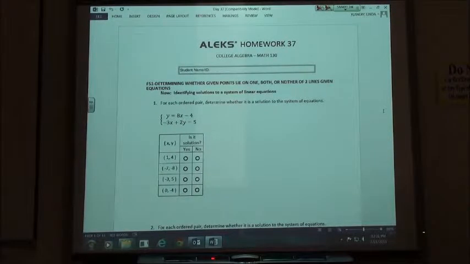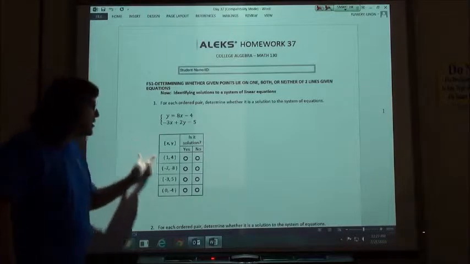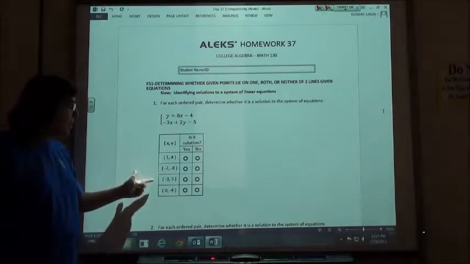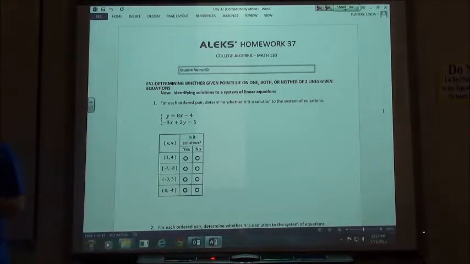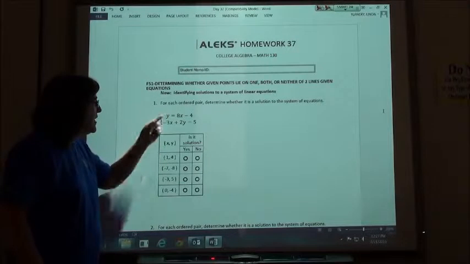Chapter 5 starts off with systems of equations, where you've got more than one equation with more than one variable. The first one is just checking to see if the ordered pair is a solution or not. If it is going to be a solution, you have to get a yes in both equations. So we're just going to plug our numbers in and check it out.